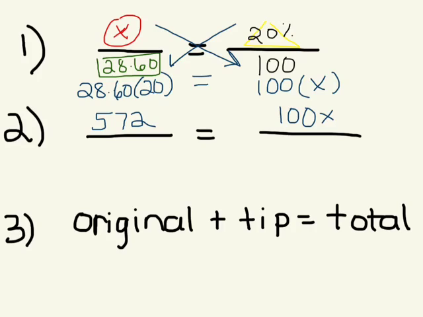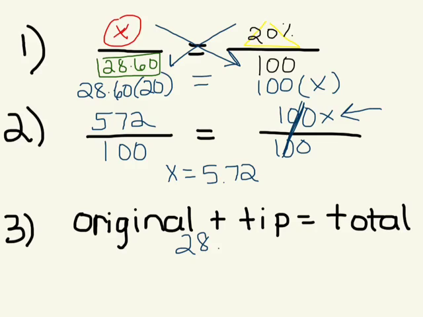When I get here, I need to isolate that variable. I need to get it on its own. So I need to get rid of the 100 that's with it. I do the same thing to the other side. So x is equal to $5.72.